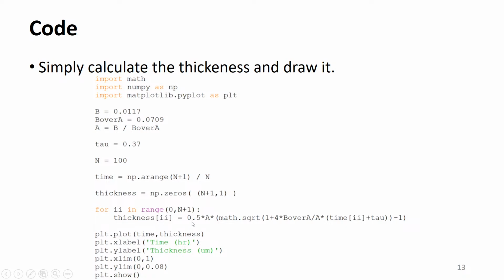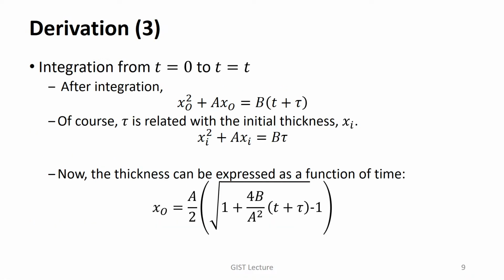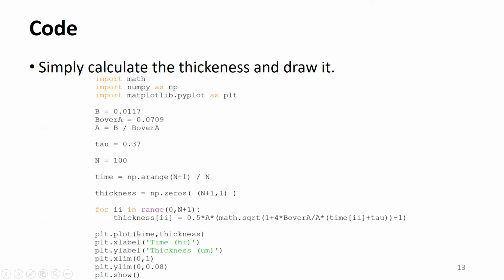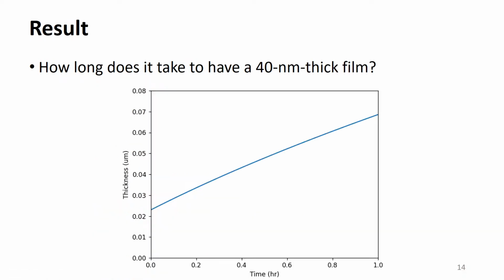You can easily understand this expression is a mere implementation of this Deal-Grove model. Then after that, we can draw thickness as a function of time, setting labels and range of axes, and we can show it. Then this is the result. So we have grown up to 1 hour, and this is the thickness.